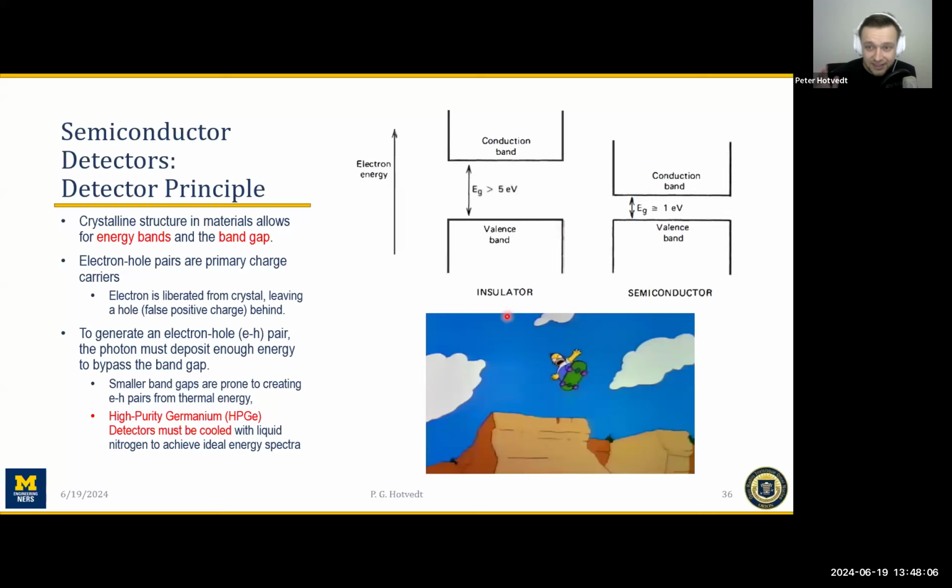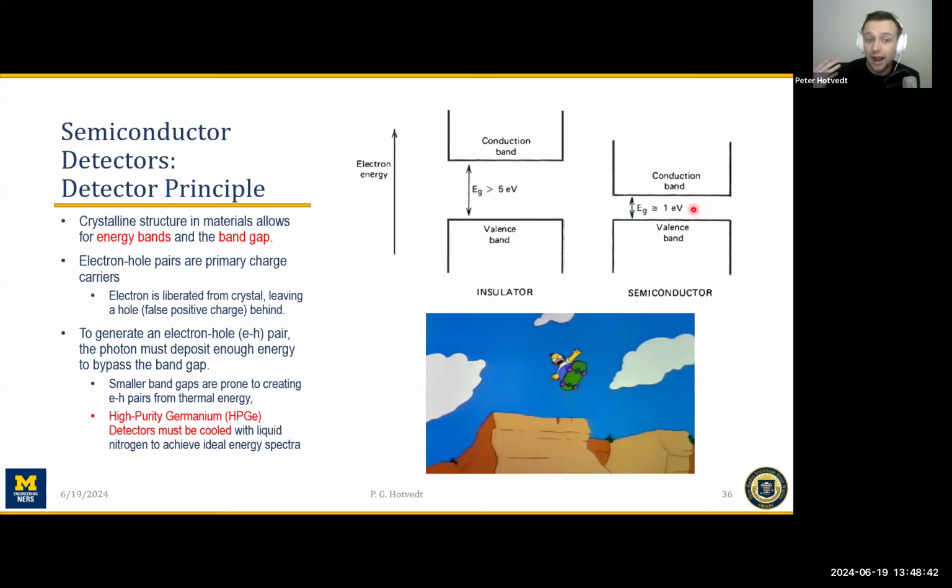The idea is that this band gap is something that is material dependent. Does that make semiconductors the best to use? That's a good question because sometimes you don't need all of the things that come with semiconductors. And I say that because high purity germanium detectors have a band gap of 0.87 electron volts, I want to say. And so that means that smaller band gaps are prone to creating electron-hole pairs from thermal energy, which is not good. That's like electronic noise. We do not want that.